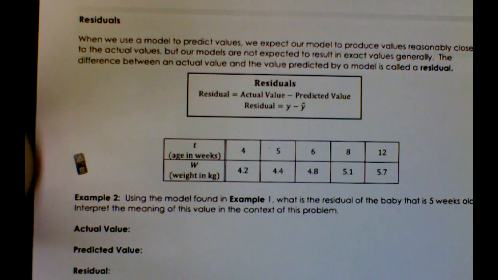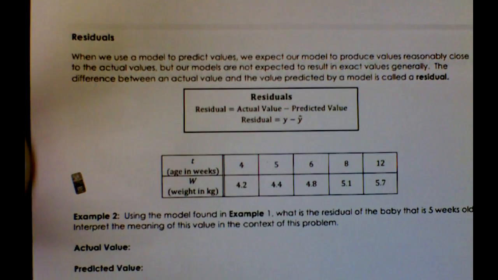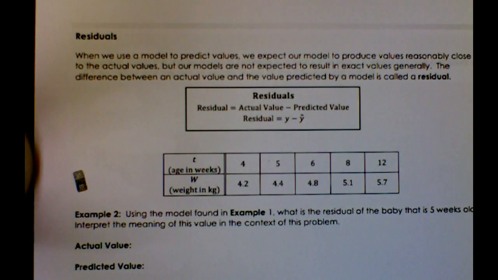Now we're going to talk about residuals. When we use a model to predict values, we expect our model to produce values reasonably close to the actual values. But our models are not expected to result in exact values, generally speaking. The difference between an actual value and the value predicted by a model is called a residual. So to get a residual, you take the actual value minus the predicted value, which in math symbols, we could write y for your actual minus y with a little hat on it for your predicted.